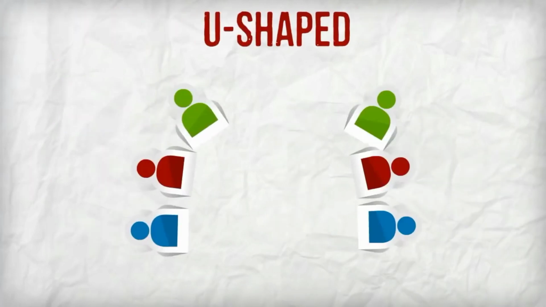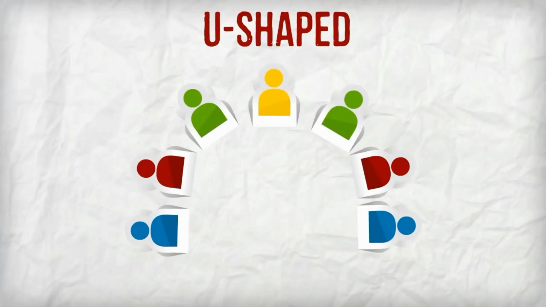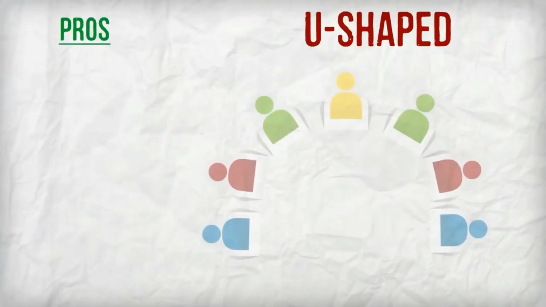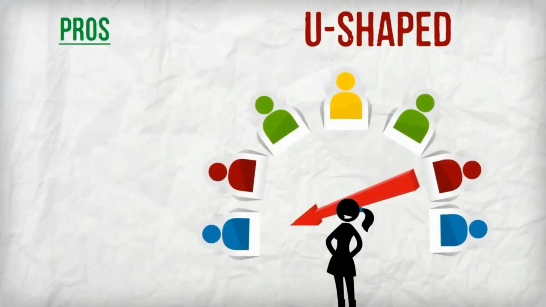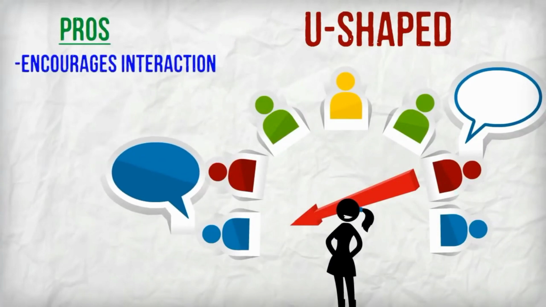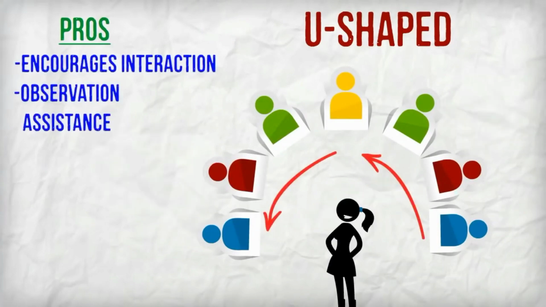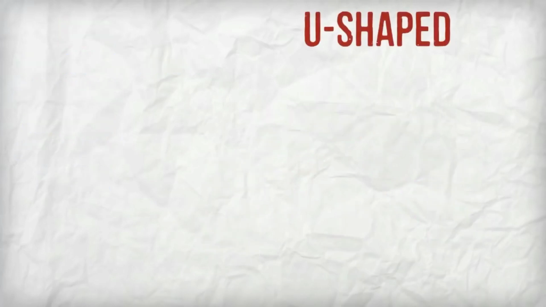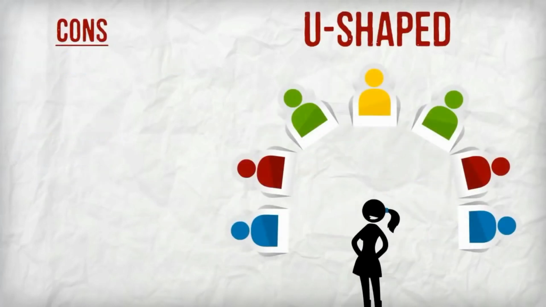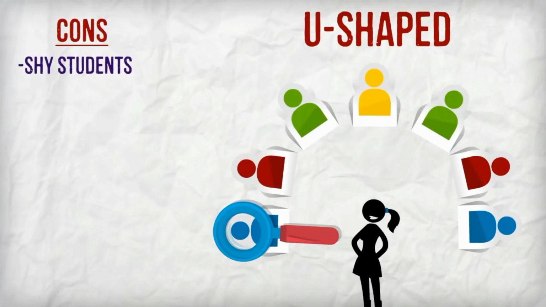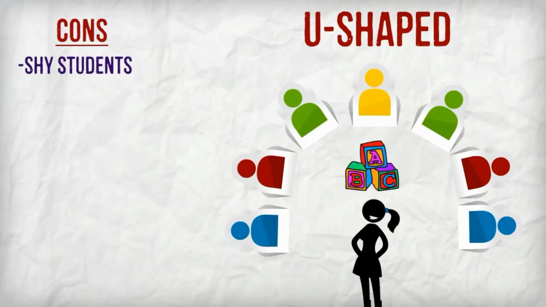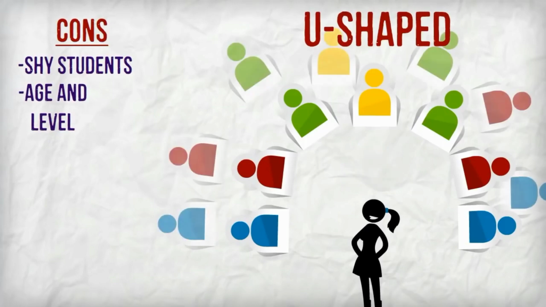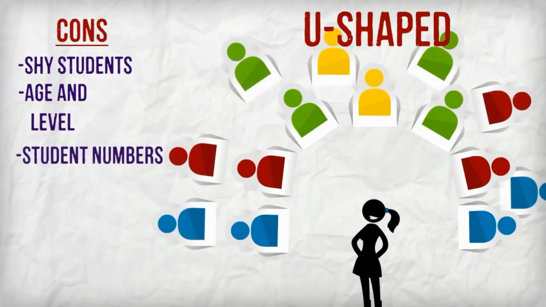U-shaped seating, for classes that want more interaction between the student and educator. The pros of U-shaped seating are: it encourages discussion and interaction, it's easy to observe students and provide one-on-one help if needed, and it helps control some students with behavioral problems. The cons are: shy students may feel anxiety being part of one large group. It cannot be used with all ages to control behavior, and classroom size and number of students can make it difficult to use.